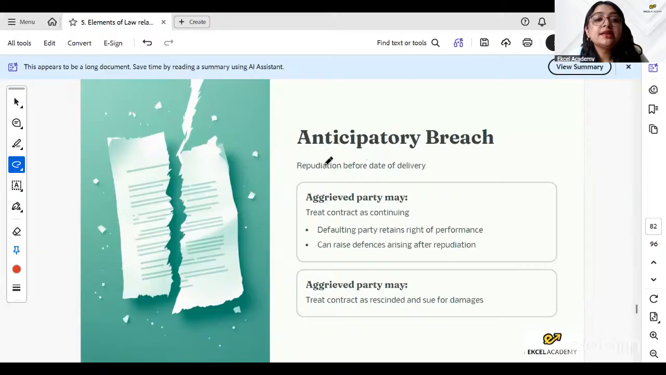Anticipatory breach, that is repudiation before the date of delivery, before even the goods are delivered, you are repudiating the contract. The aggrieved party, whoever is the affected party, may treat the contract as continuing. The default party retains the right of performance and can raise defenses arising after repudiation. They may also treat the contract as rescinded and sue for damages. So even though the delivery has not happened, the aggrieved party may retain the right of performance and can also rescind or cancel the contract. Rescind is basically cancel your contract.